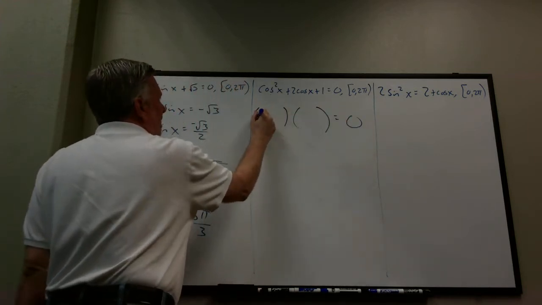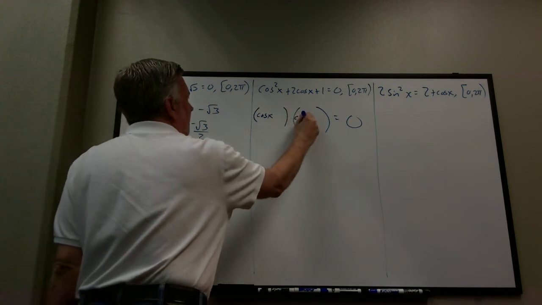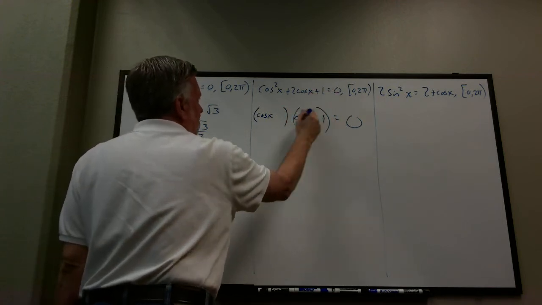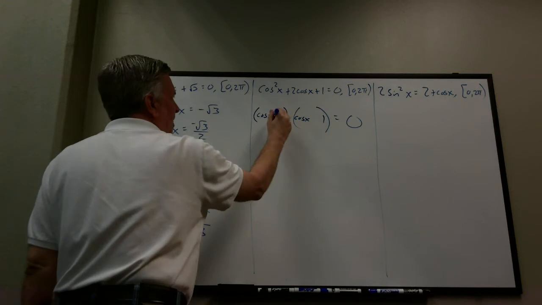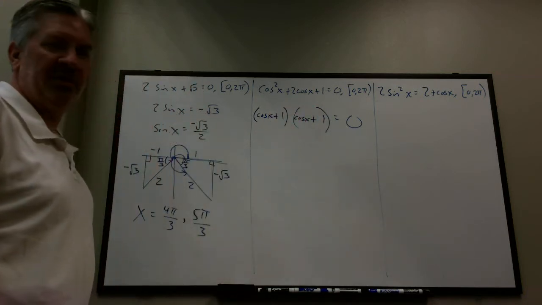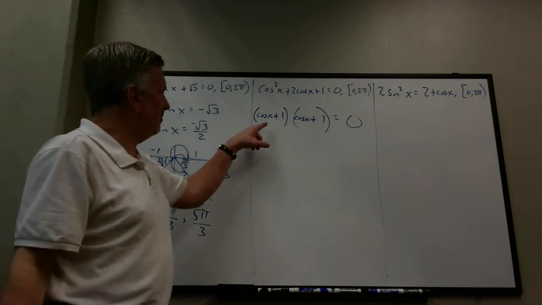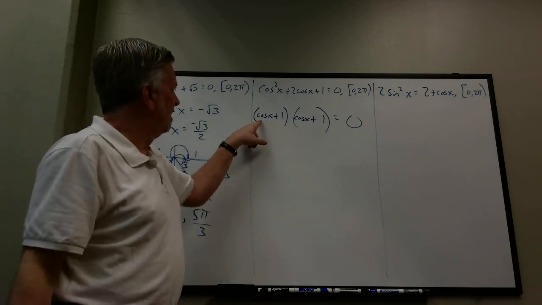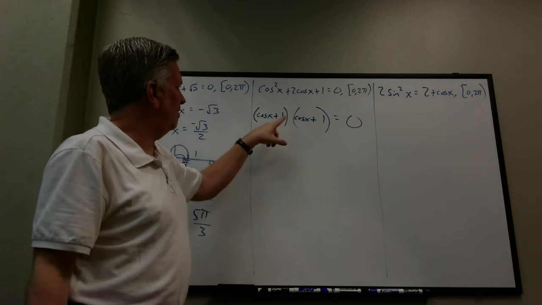Well, cosine squared, you have cosine x and cosine x. And 1 is just 1 and 1, and because it's plus and plus, the only possible way that could factor is cosine x plus 1, cosine x plus 1. But always check your factoring by remultiplying. Cosine squared, cosine x plus cosine x is 2 cosine x plus 1.